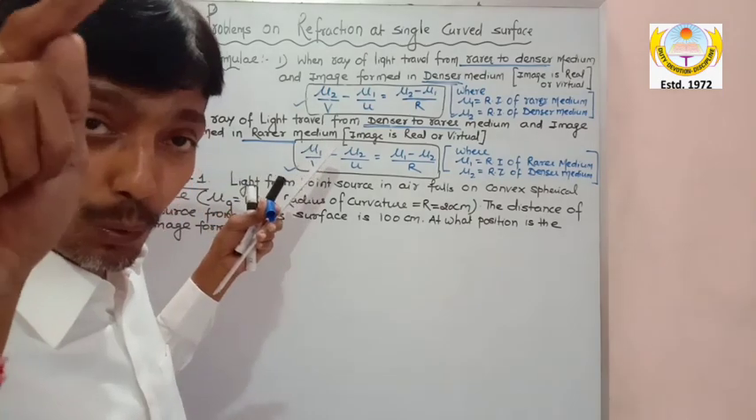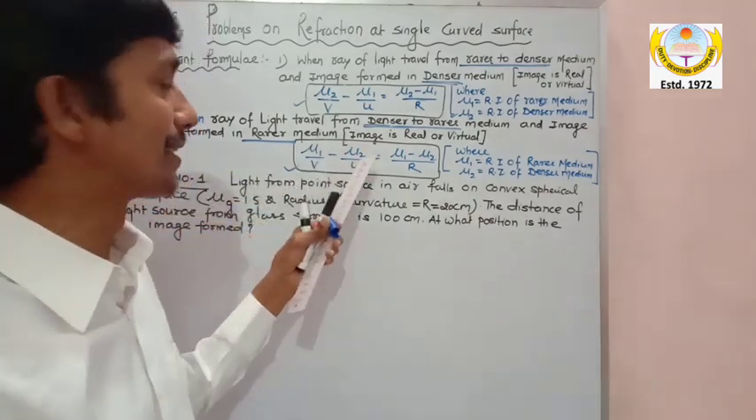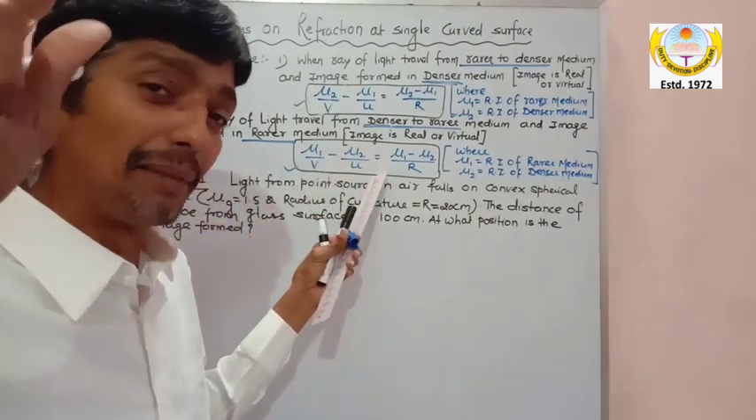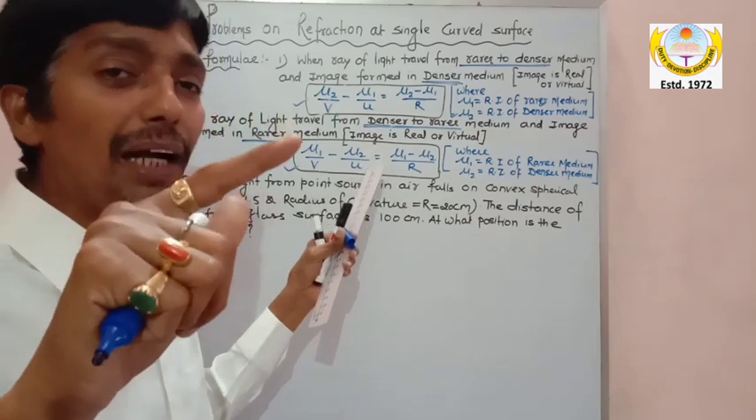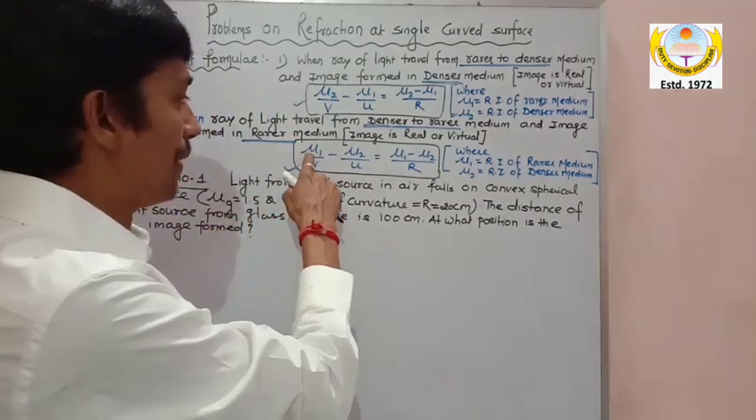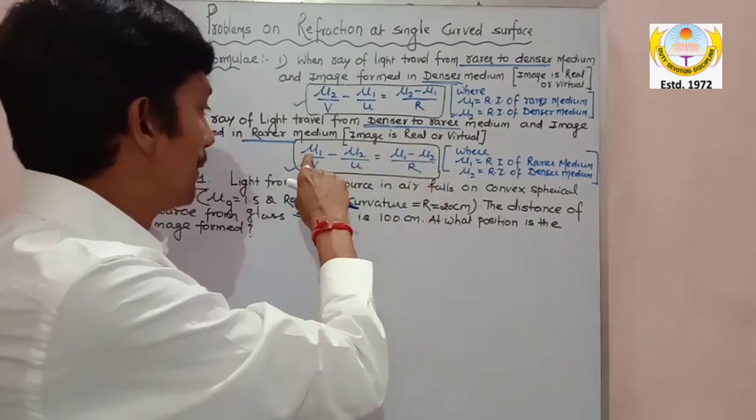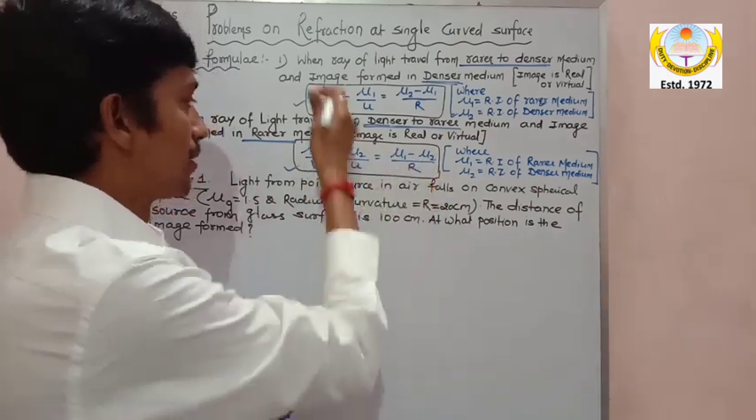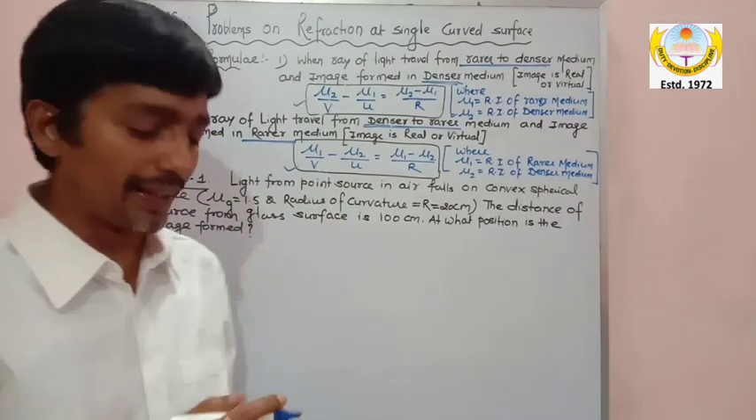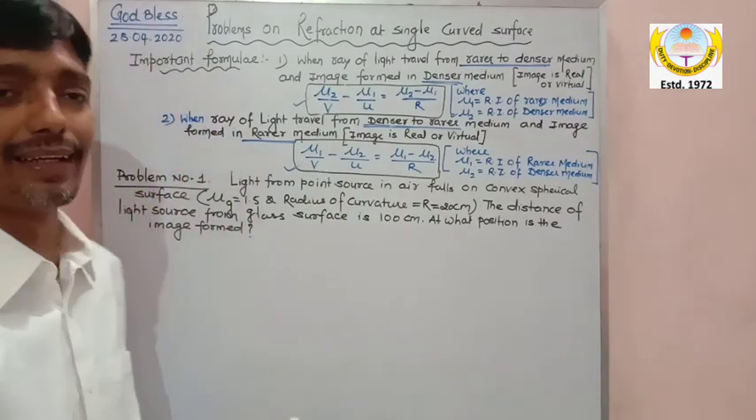So it will be mu1 divided by V minus, and the object is in the denser medium, so mu2 divided by u. Here I have written mu1 first and mu2 here. So the formula on the right side will be mu1 minus mu2 divided by R. So these are the two formulas, my dear, on which the entire numerical is based.